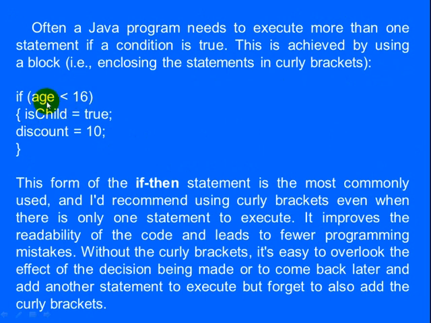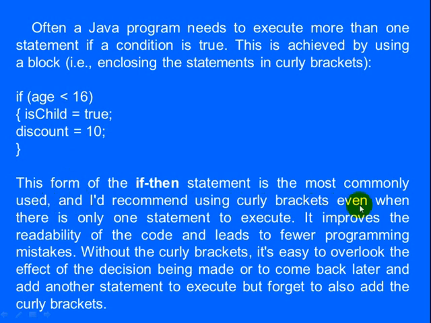Now suppose we have a condition if age is less than 16, then two statements need to be executed. Is child equal to true and discount equal to 10. So we have to put these two statements within these curly braces, and we say this is a block. All the statements that we put under this block will be executed if this condition is true. Otherwise, none of them will be executed.